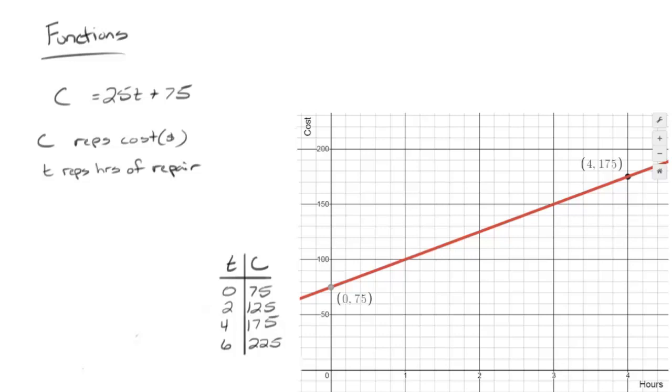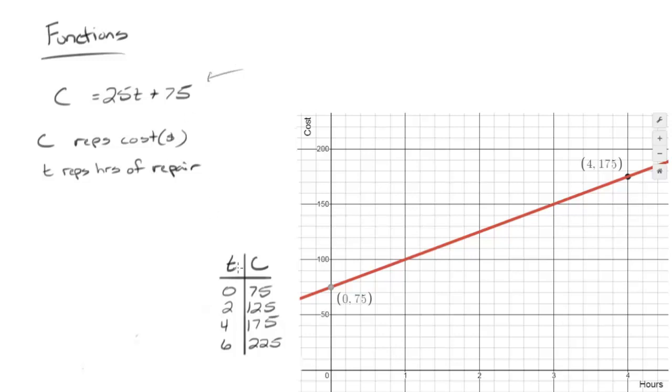Welcome to functions. Functions are simply a different way of thinking about our relationships we've already been dealing with. In this case, I have a linear equation here. I have C equals 25t plus 75, where C represents the cost in dollars of a repair, depending on the number of hours it took to complete the repair. So this is the definition of this relationship right here.